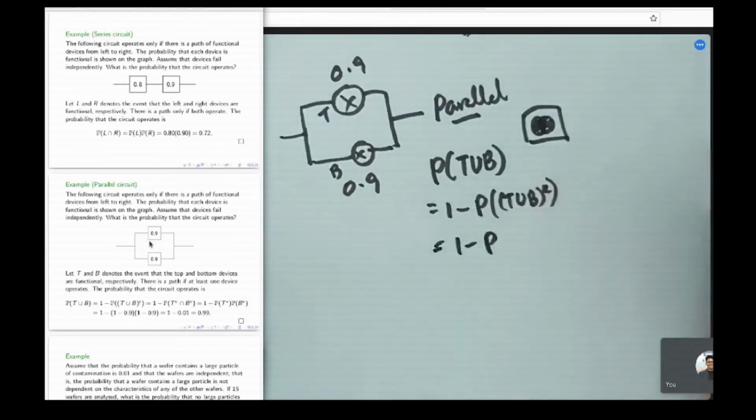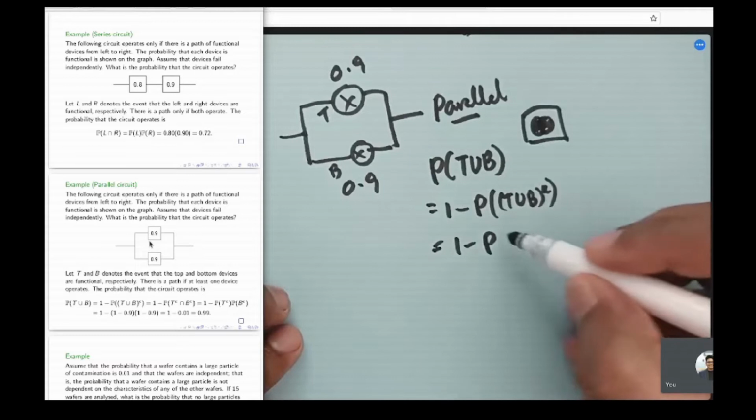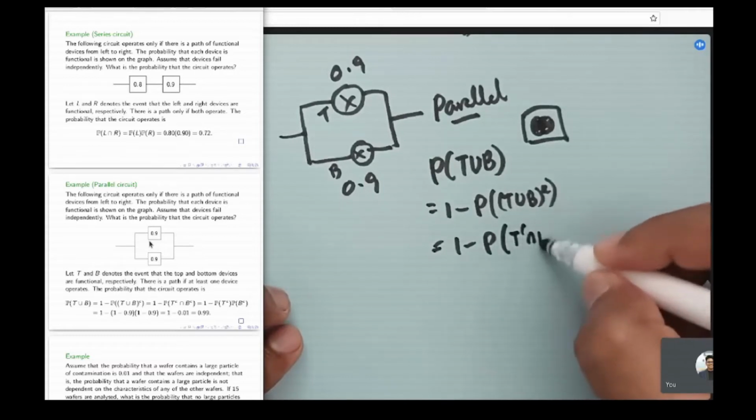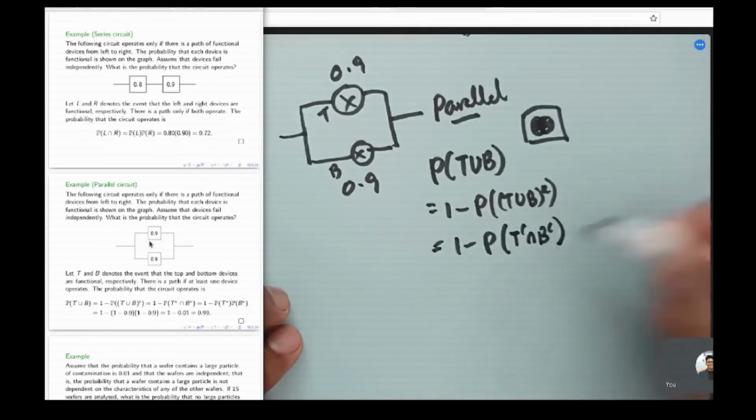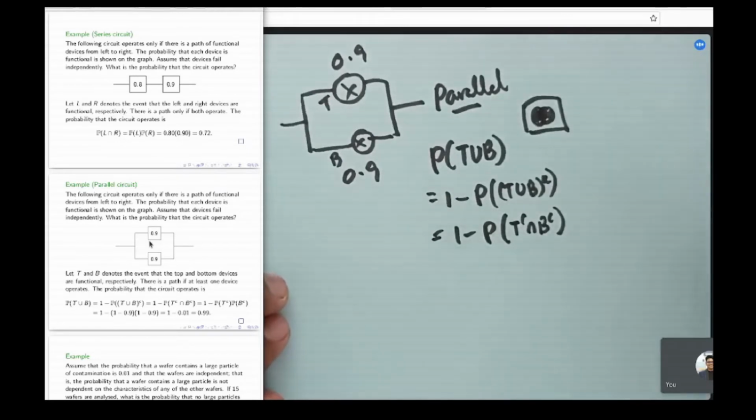So remember from De Morgan's law, the intersection of two complements is equal to the complement of unions. So you can easily say that T union B complement is equal to the probability of the intersection between complements. So T complement B complement, and that is going to be, because the question itself says that the devices are going to fail independently. Now, don't take this as a confusion.